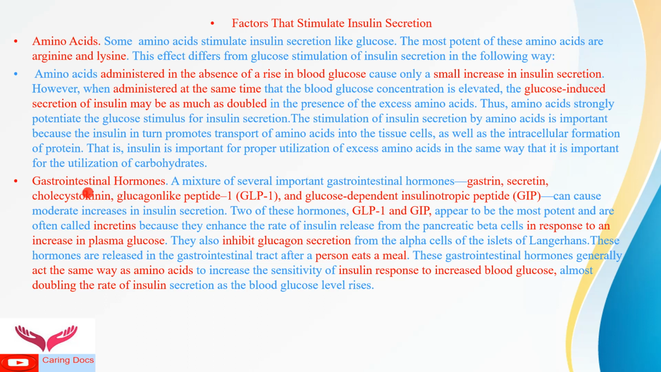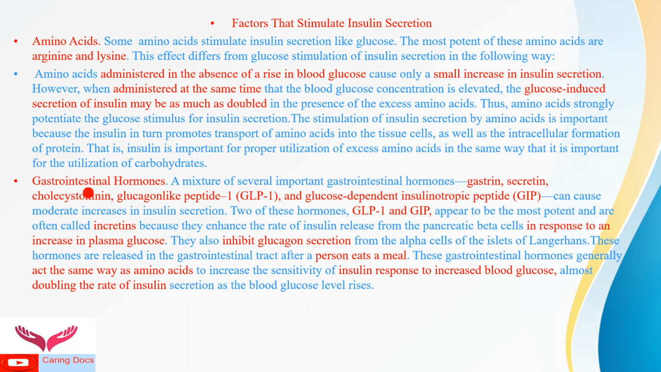There are certain gastrointestinal hormones like gastrin, secretin, cholecystokinin, glucagon-like peptide 1 (GLP-1), and glucose-dependent insulinotropic peptide (GIP). They can cause a moderate increase in insulin secretion. The two important hormones, GLP-1 and GIP, are potent hormones. They are also called incretins. They cause an increase in insulin release from the pancreatic beta cells in response to an increase in plasma glucose.